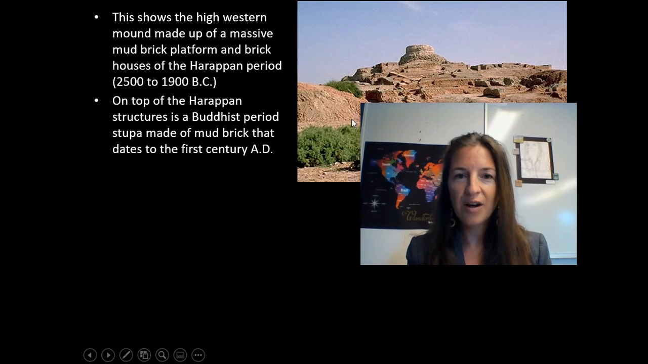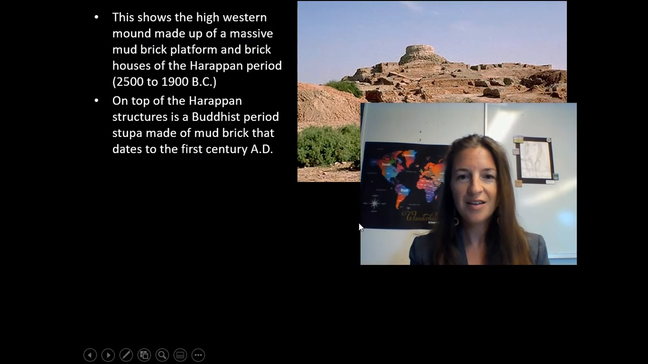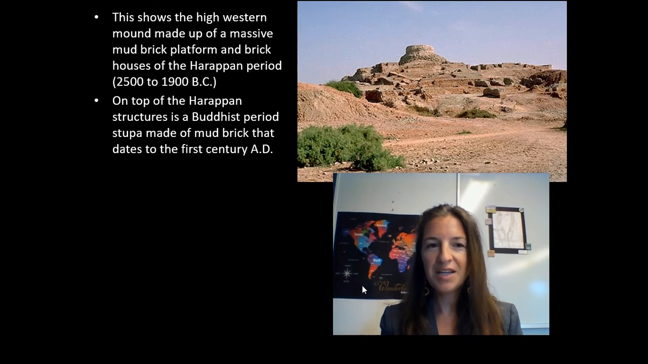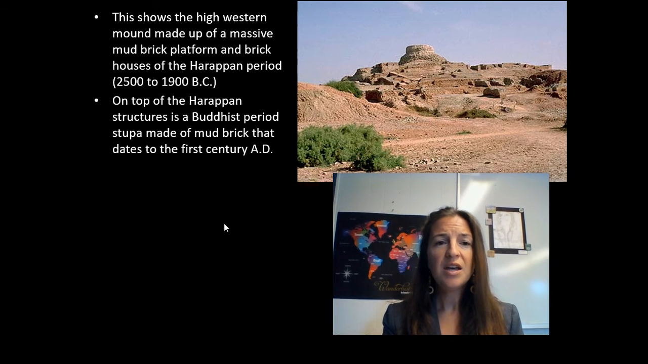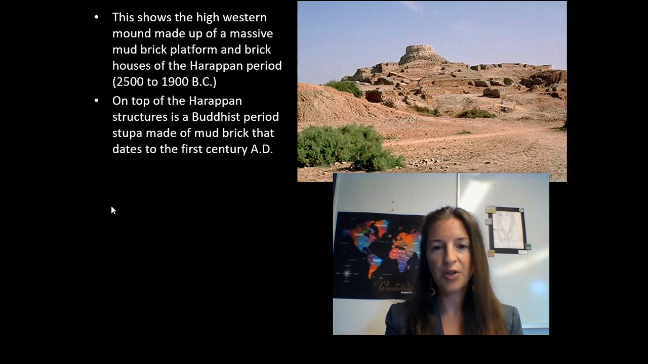This photo here helps us to travel to the Indus River Valley. And we can see there's a high western mound made up of a massive mud brick platform and brick houses. So they kind of built them up onto this platform. And later on, when Buddhism came to India after Hinduism, some Buddhist worshippers used a stupa up here in their worship in the early AD.